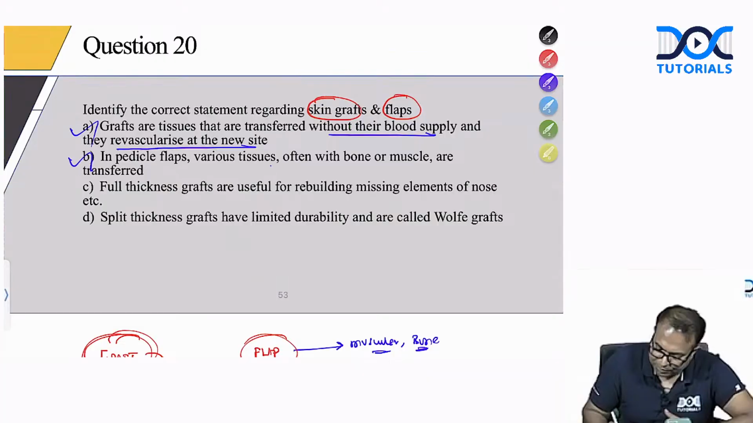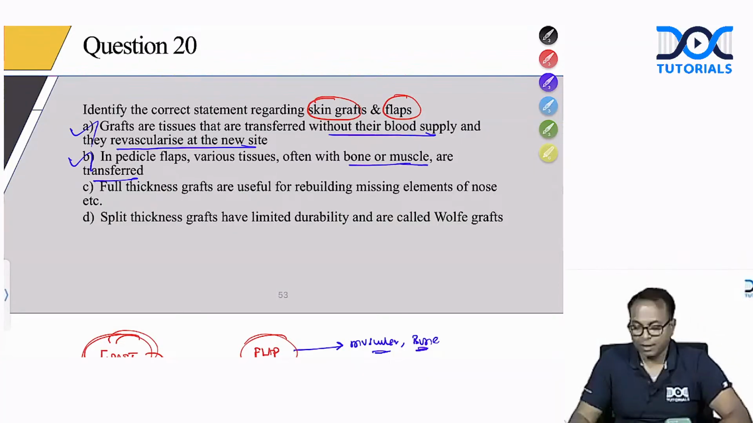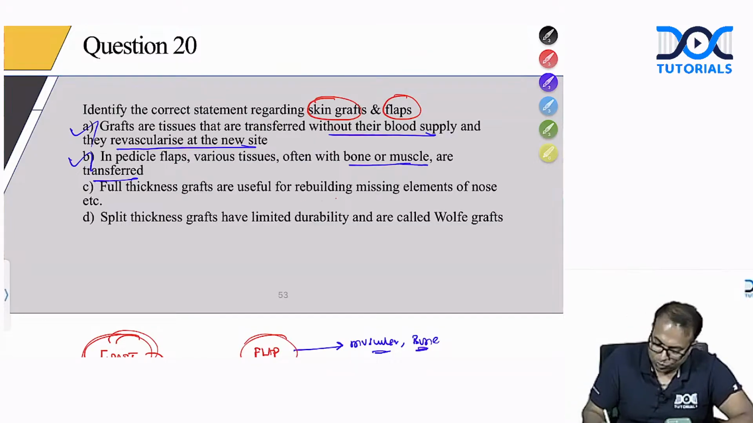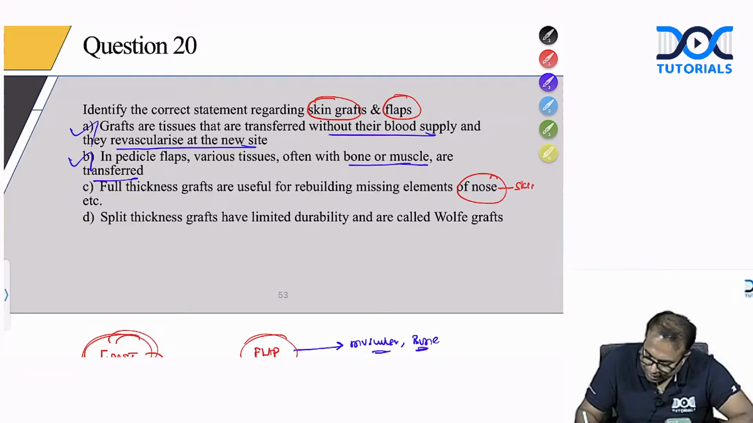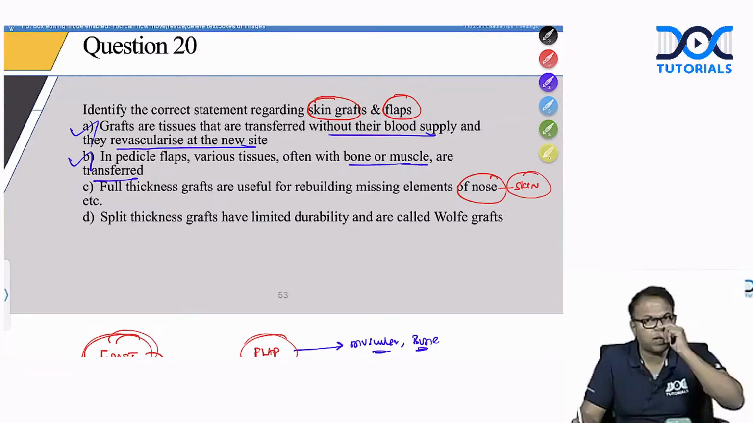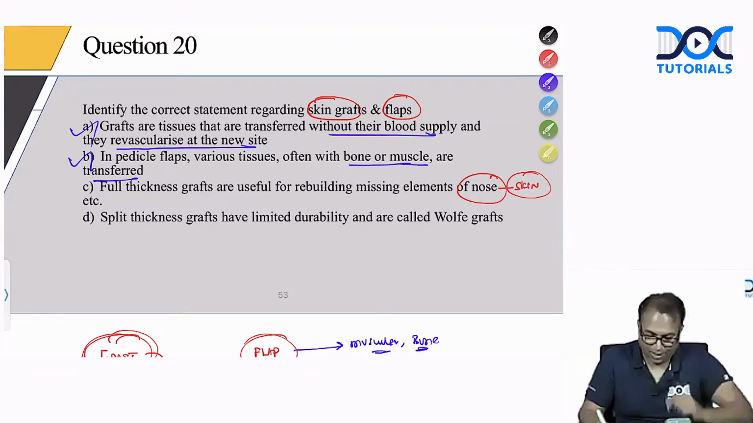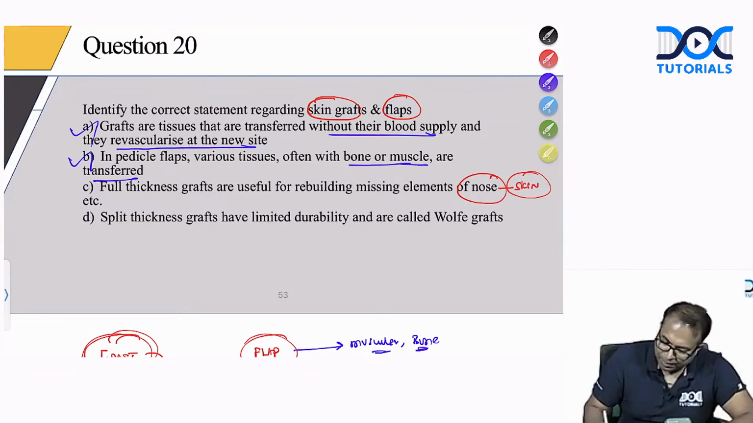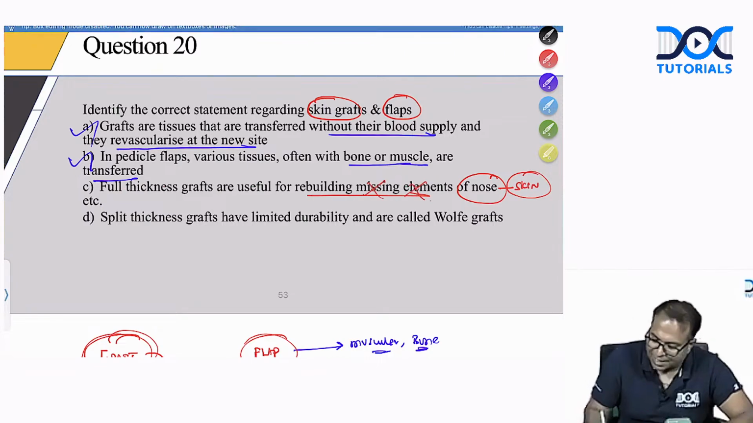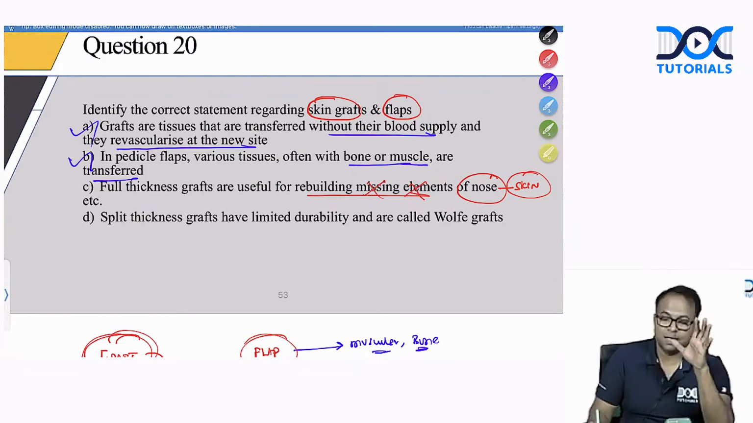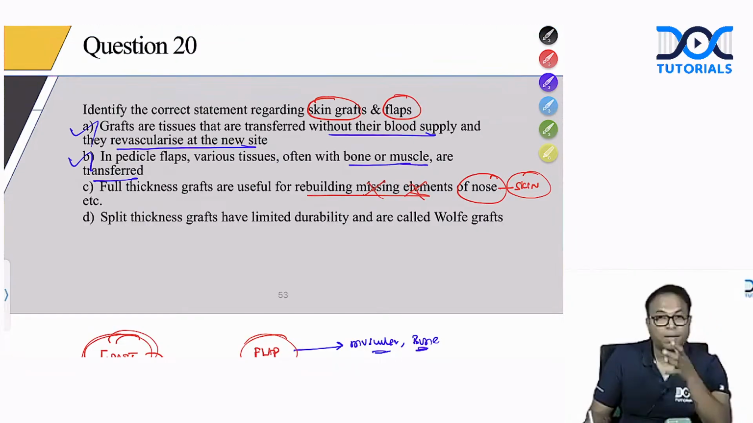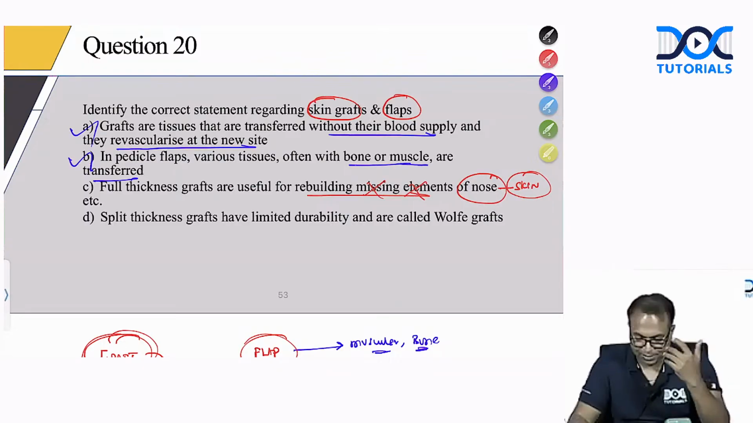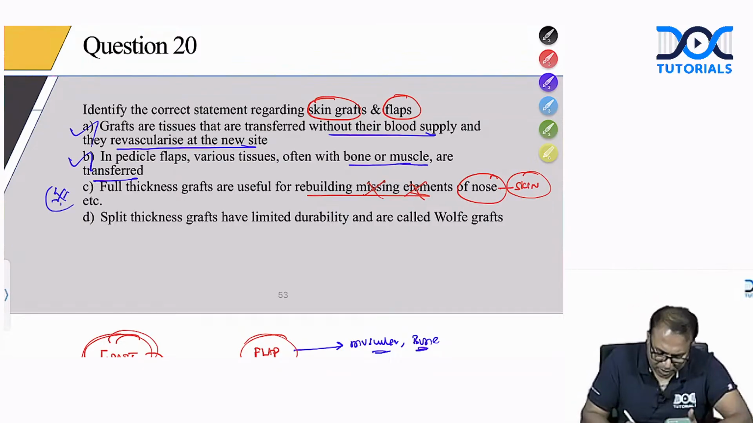In pedicle flaps, various tissues, often with bone and muscle, are transferred. That is also correct. Full thickness grafts are useful for rebuilding the nose. Only for nose skin, not for other things. If there is a defect in the nose skin, we can use a full thickness graft. All the elements like cartilage, you cannot reconstruct. Only for the skin you can use a full thickness graft, not for all the elements. This is a little improper choice.